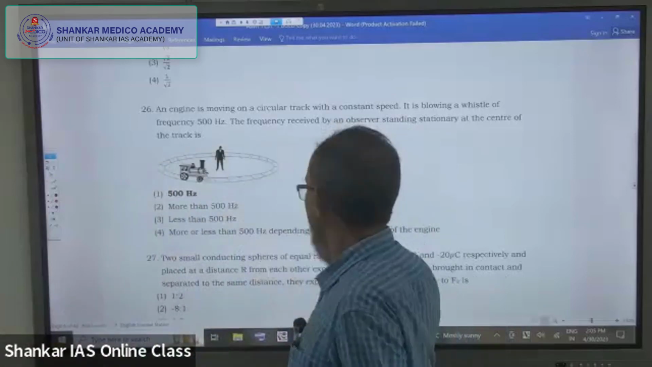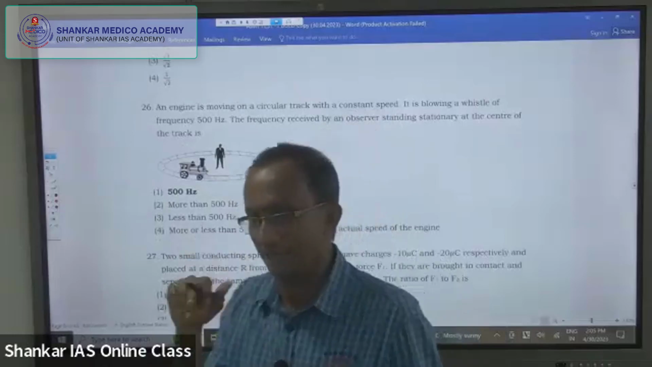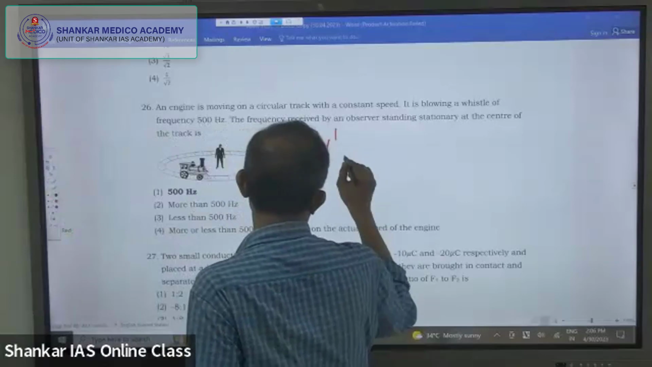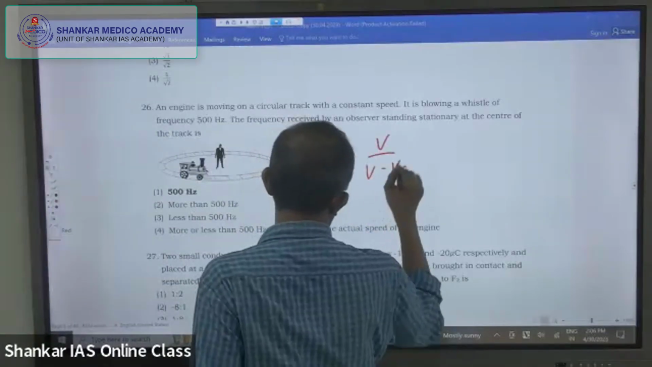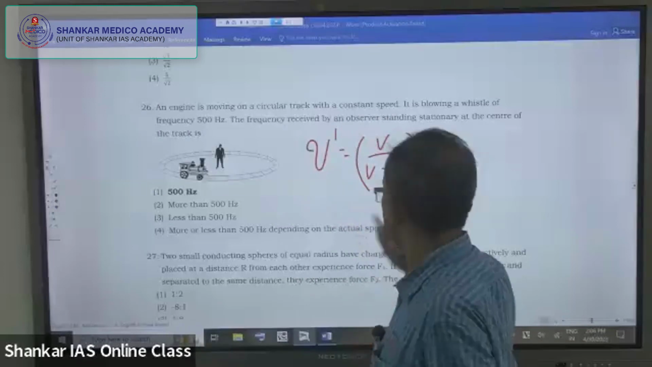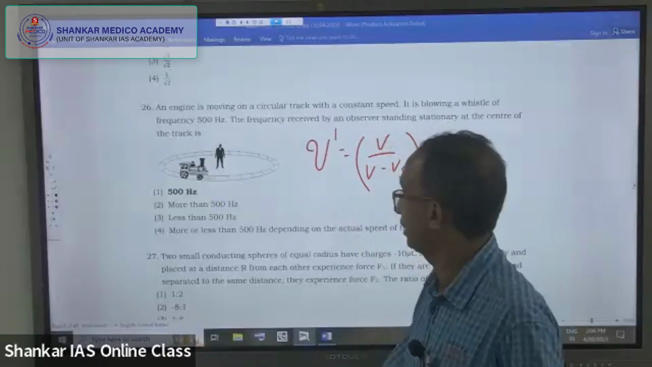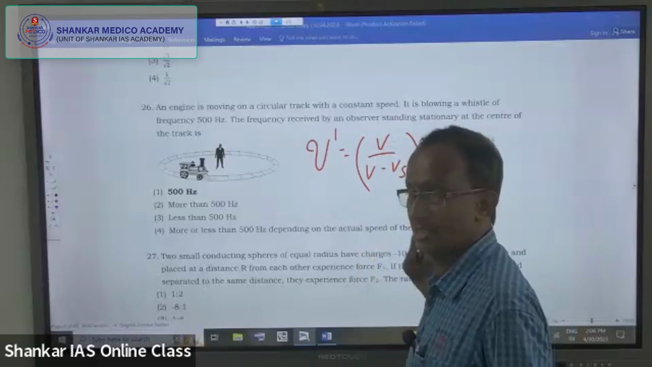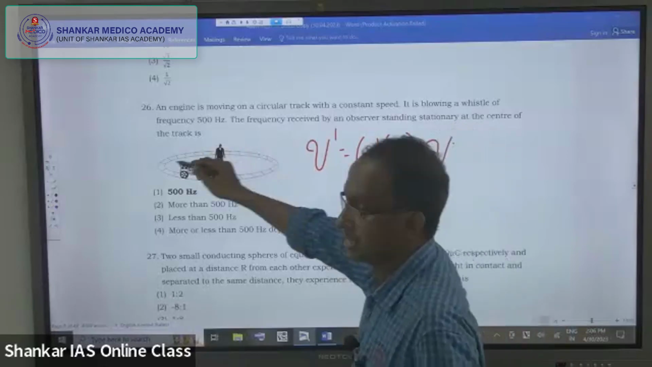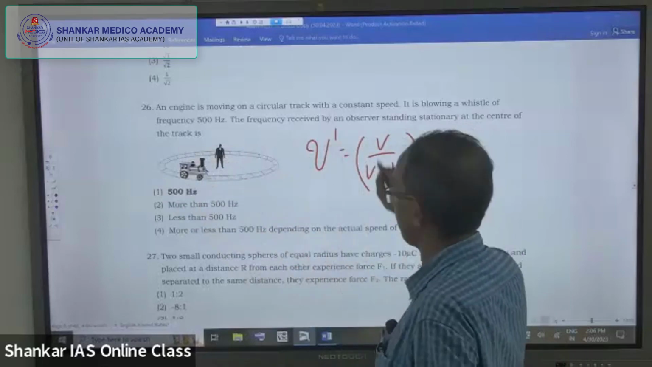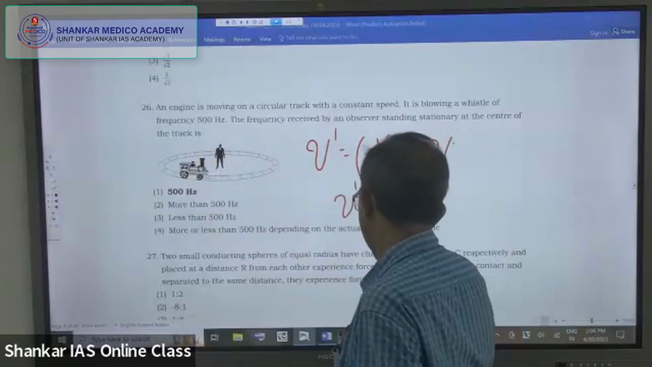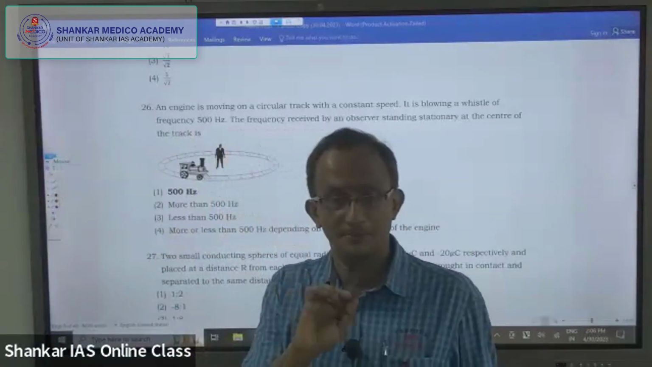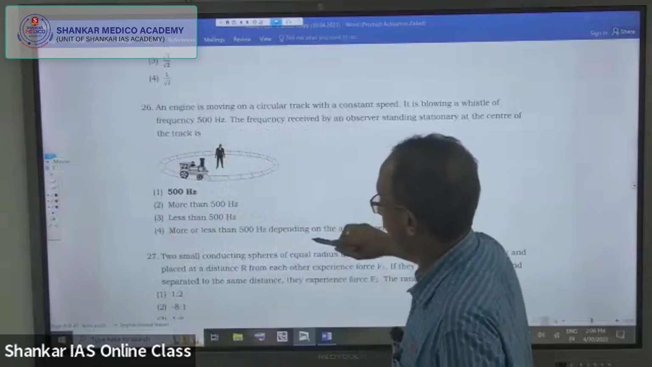Yes, Srisham. Nu dash equals V by V minus Vs into nu. Here Vs becomes V cos 90. Cos component is coming along the, so Vs becomes 0. V by V is 1. So nu dash equals nu. Understood? Listen carefully. Only 7 days for the exam.